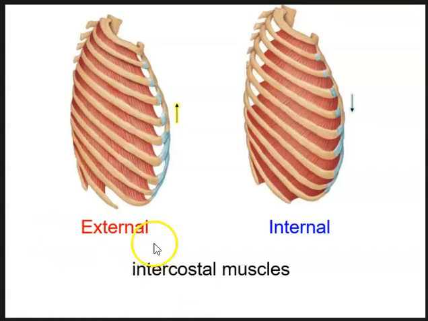So of course, external intercostal muscles help elevate the ribs, allowing for expansion or increase in the volume of the thoracic cavity, accommodating incoming air that we breathe and coming in from our respiratory tract. And then we have the internal intercostal muscles that will help depress ribs and decrease the thoracic cavity volume.